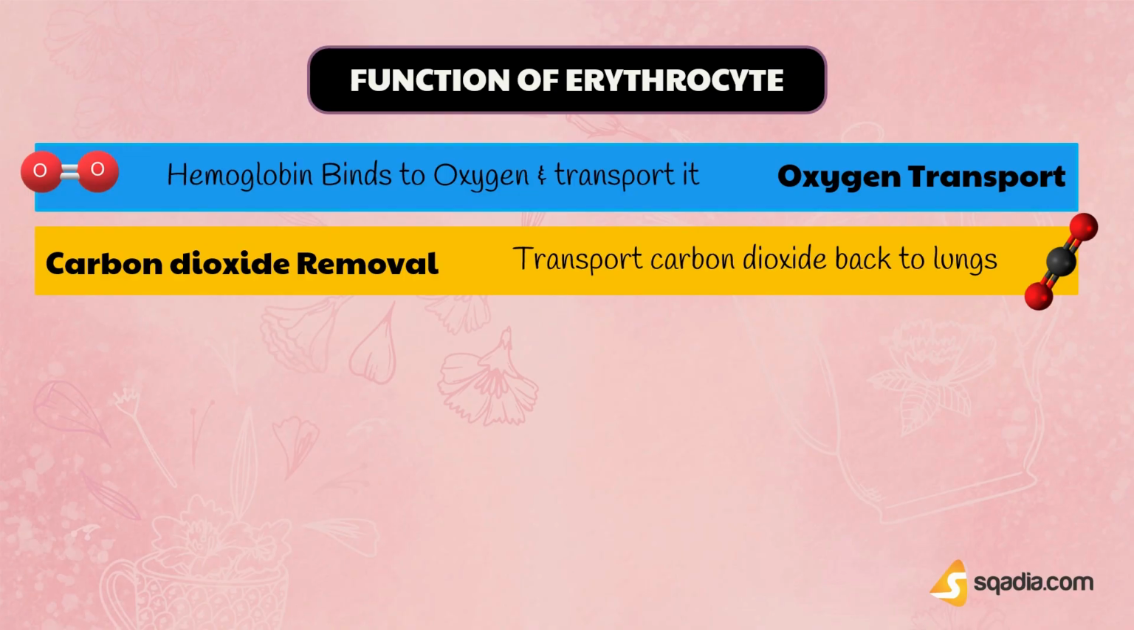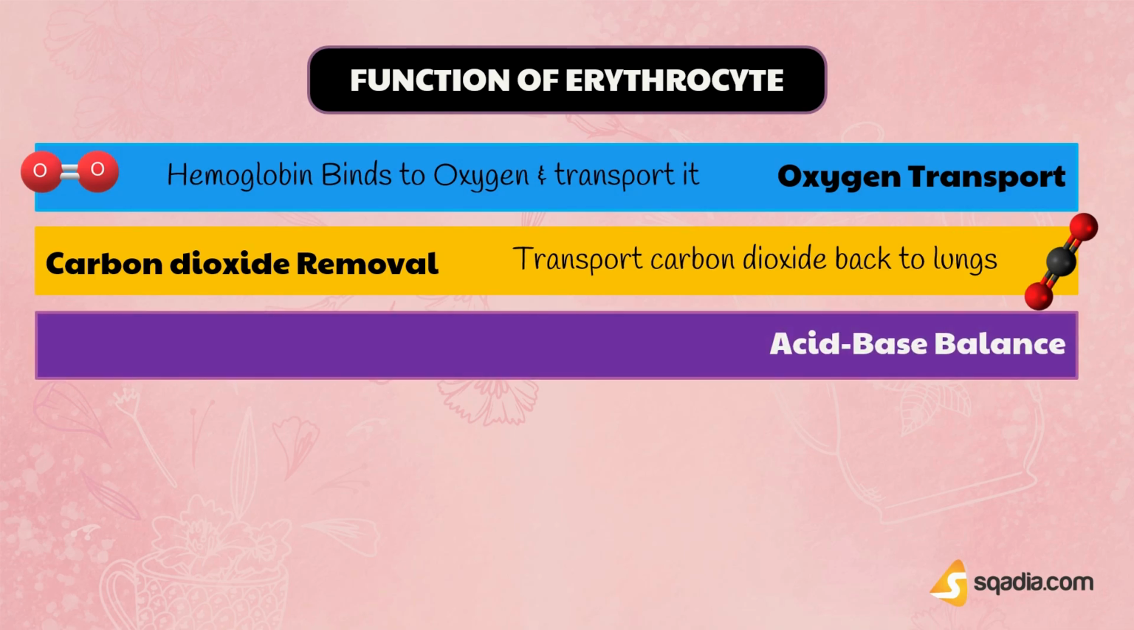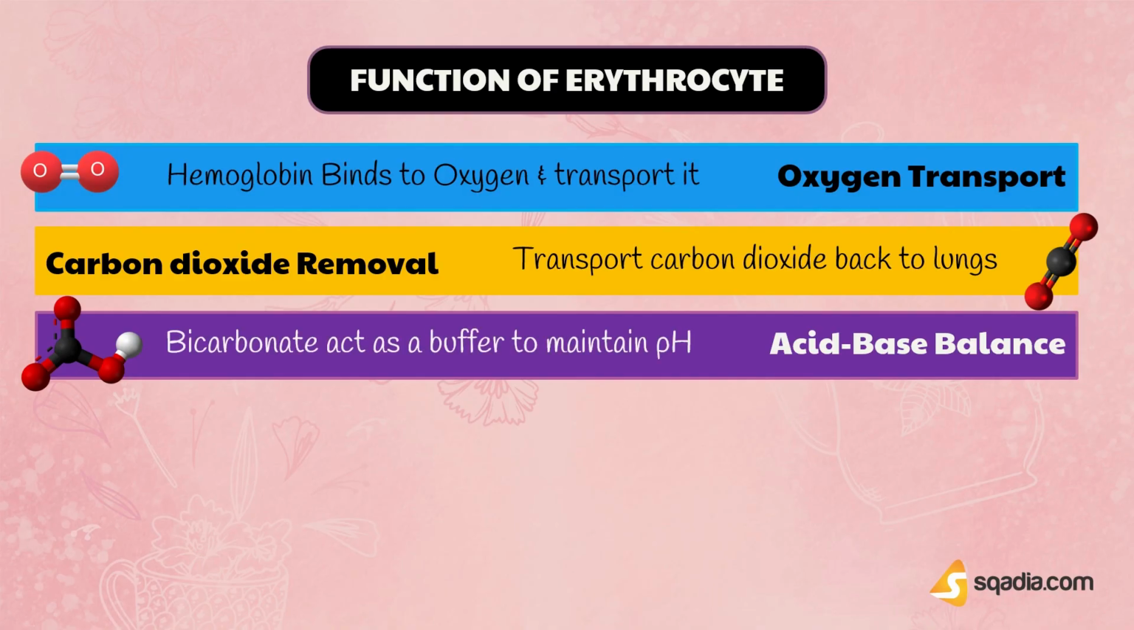One more important function of red blood cells is acid-base balance. Erythrocytes contribute to maintaining the body's acid-base balance. They contain a molecule called bicarbonate, which acts as a buffer to regulate the pH of the blood. By helping to balance the acidity or alkalinity of the blood, erythrocytes play a role in keeping the body's internal environment stable.